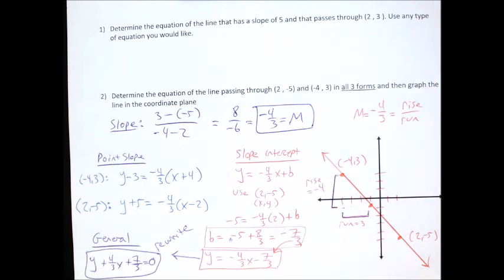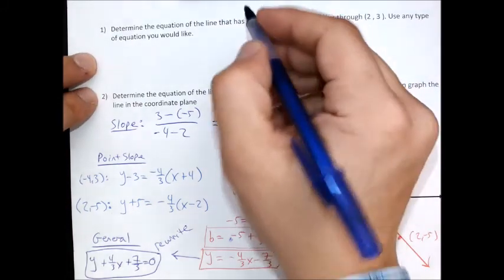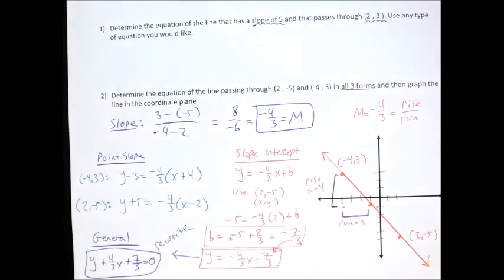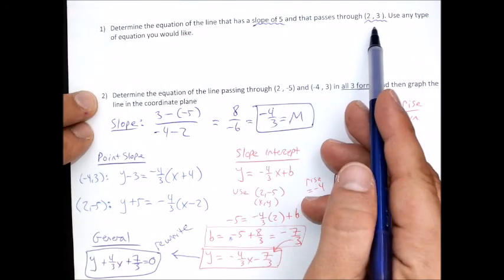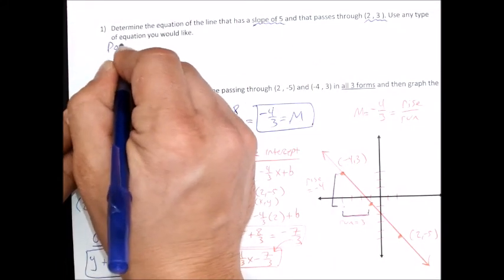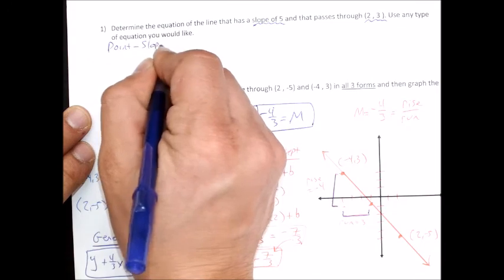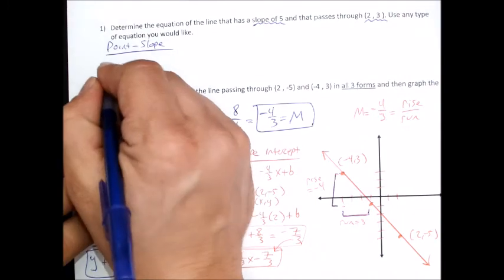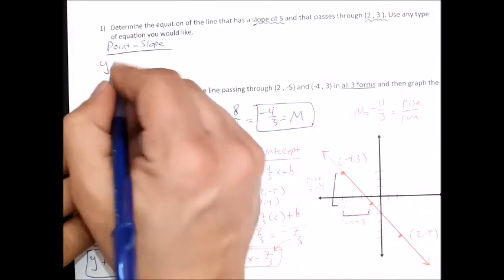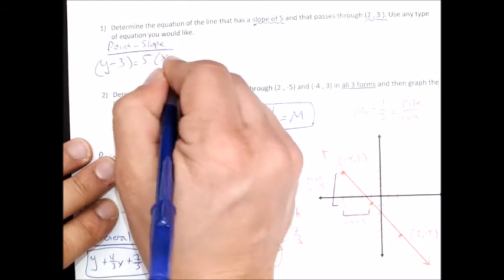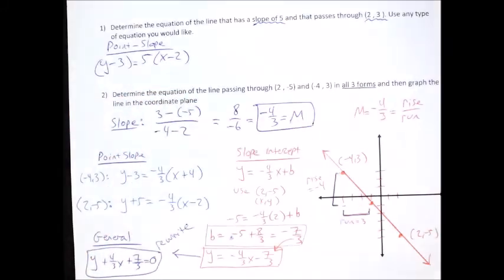Okay, in problem number 1, we're told that we have a slope of 5, and we're given the point 2, 3. And so right off the bat, we have enough information to write the point-slope form, right? Because we have a point and we have a slope. And so I'm just going to write it in the form that we're given. y minus y1 equals the slope times x minus x1. And so that's very, very simply the point-slope form.